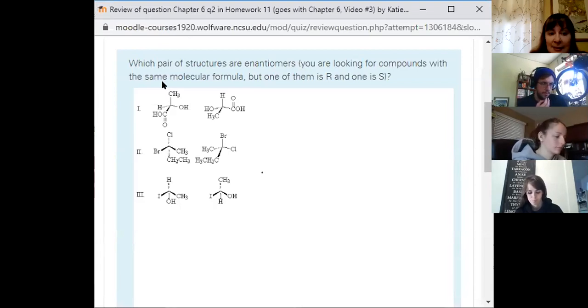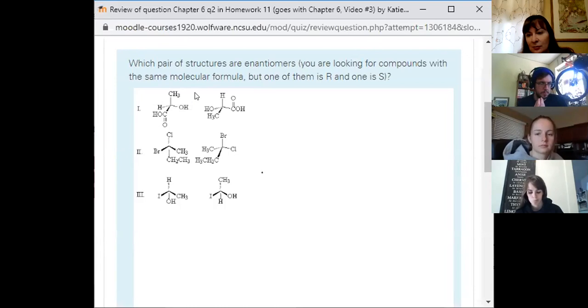So for the rankings that we're going to use, our highest rank substituent is going to be blue, our second highest rank is going to be red, and our third highest rank is going to be yellow. Does that order make sense to you guys? Blue, red, yellow?